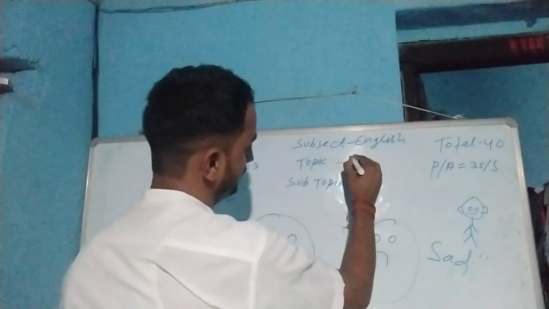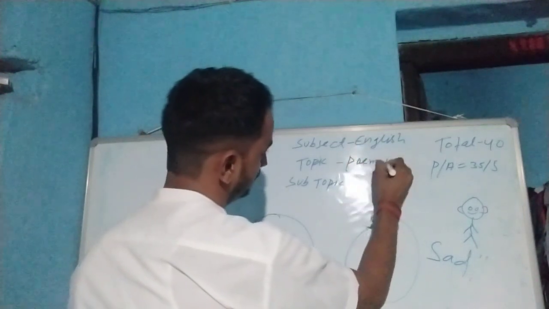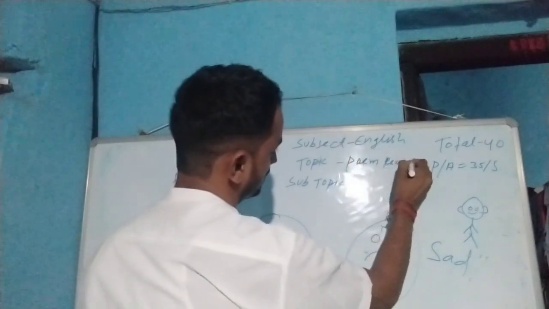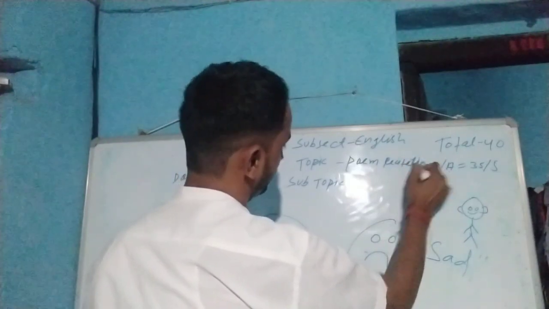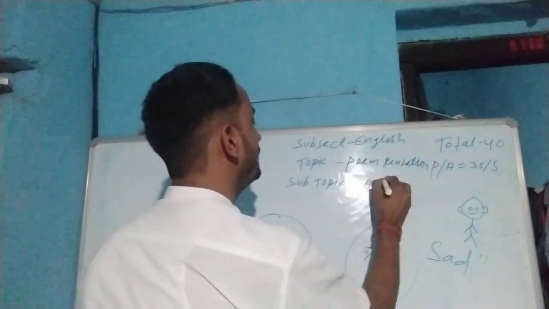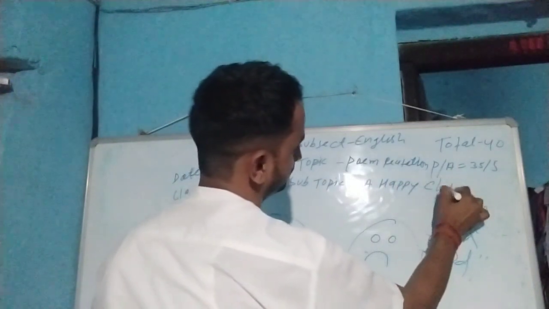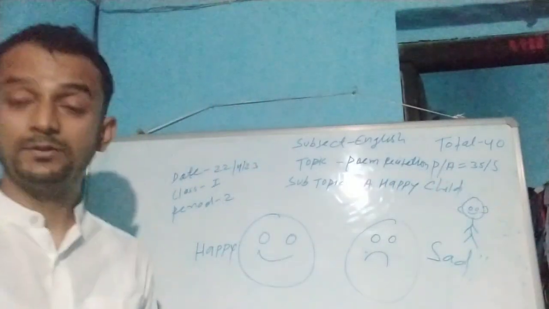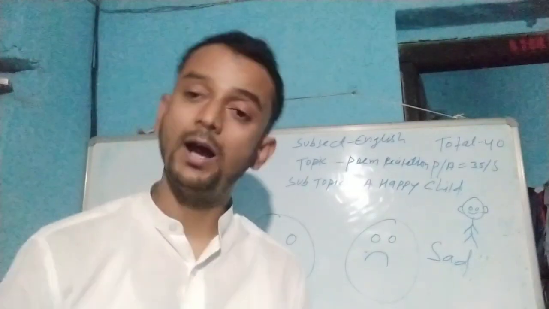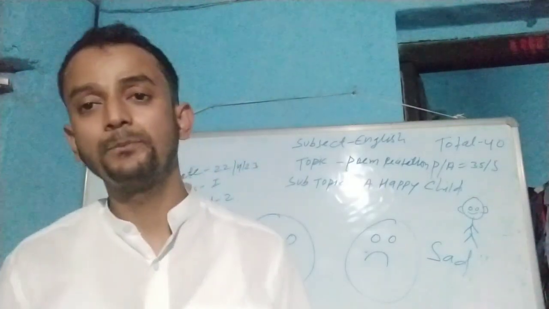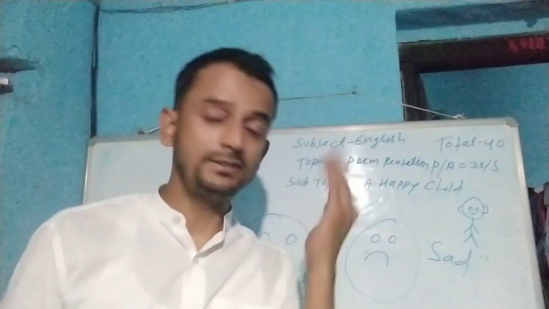Topic, poem recitation. Subtopic, a happy child. Okay, at first I am going to tell the poem. After that, you and I both will recite this poem.